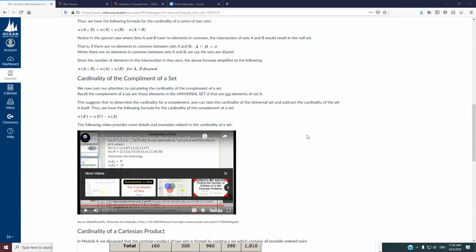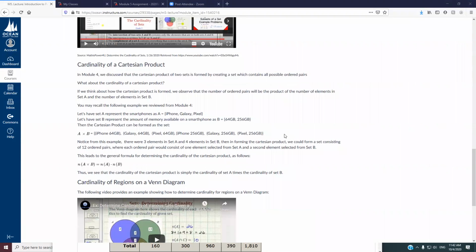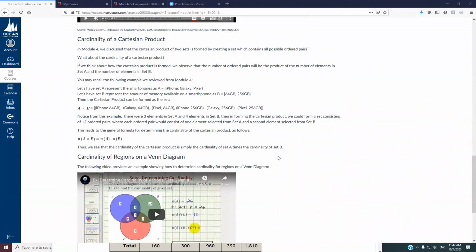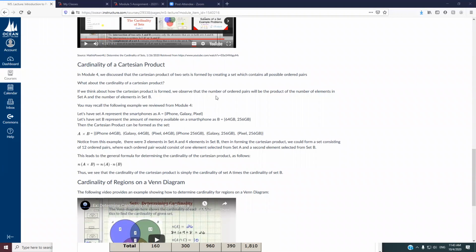All right, let me mention one other item, and then we'll do a few WebAssign examples. Well, you might remember the Cartesian product. So here was an example we did last module. Here was a set A of different smartphones. Here was a set B of different memory capacities. And we formed the Cartesian product. Remember, you write a little x in the middle, A x B is the Cartesian product. Well, you remember what that means is you take each element in the first set and match it up with each element in the second set.